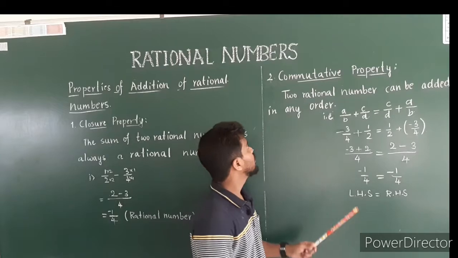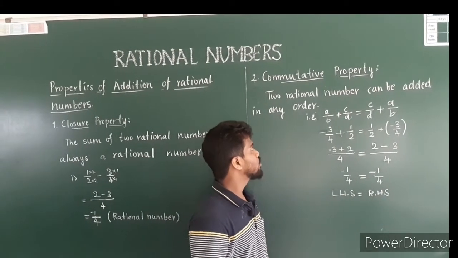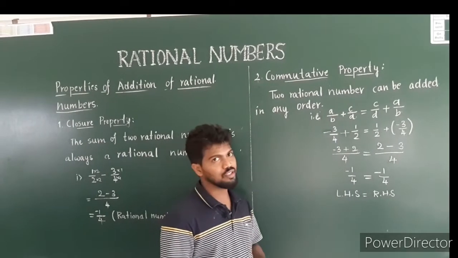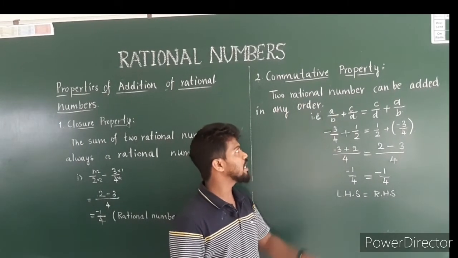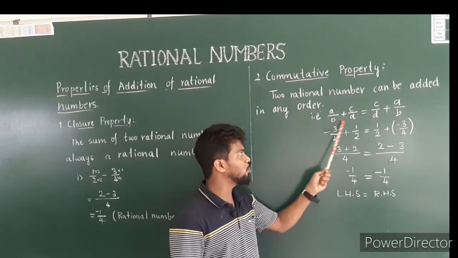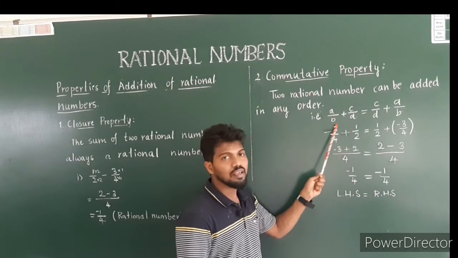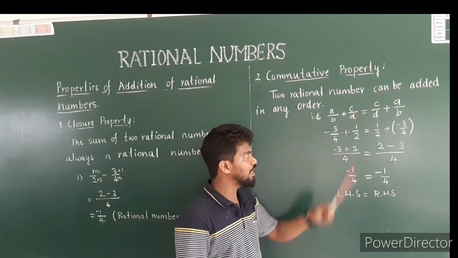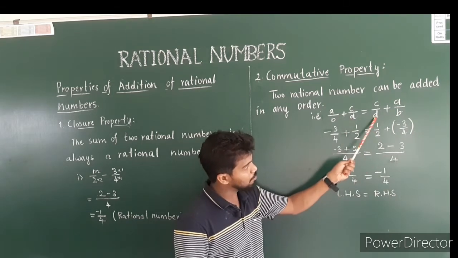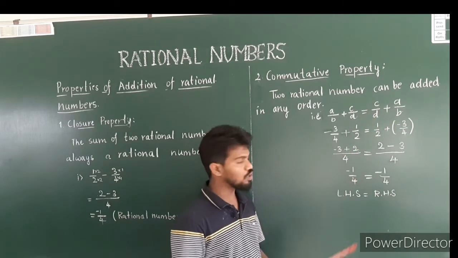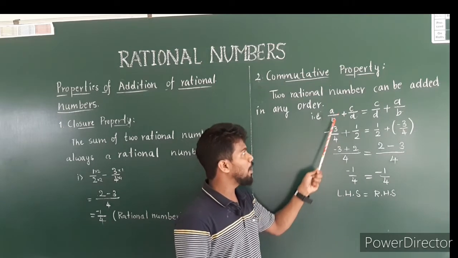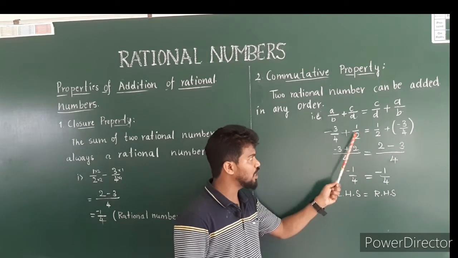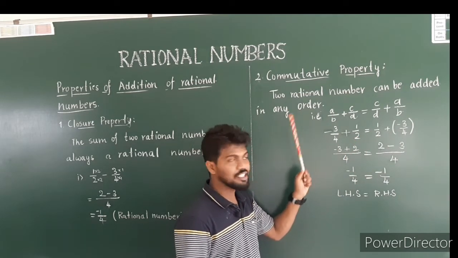The second one you have the commutative property. So that means two rational numbers can be added in any order. I take two numbers. So one is a by b. So first I show symbolically. So a by b means one rational number, c by d. So in that case, you write c by d first, then a by b. So now I take an example. So a by b I take minus 3 by 4 and c by d I take 1 by 2. So now interchange. So you can change the order.